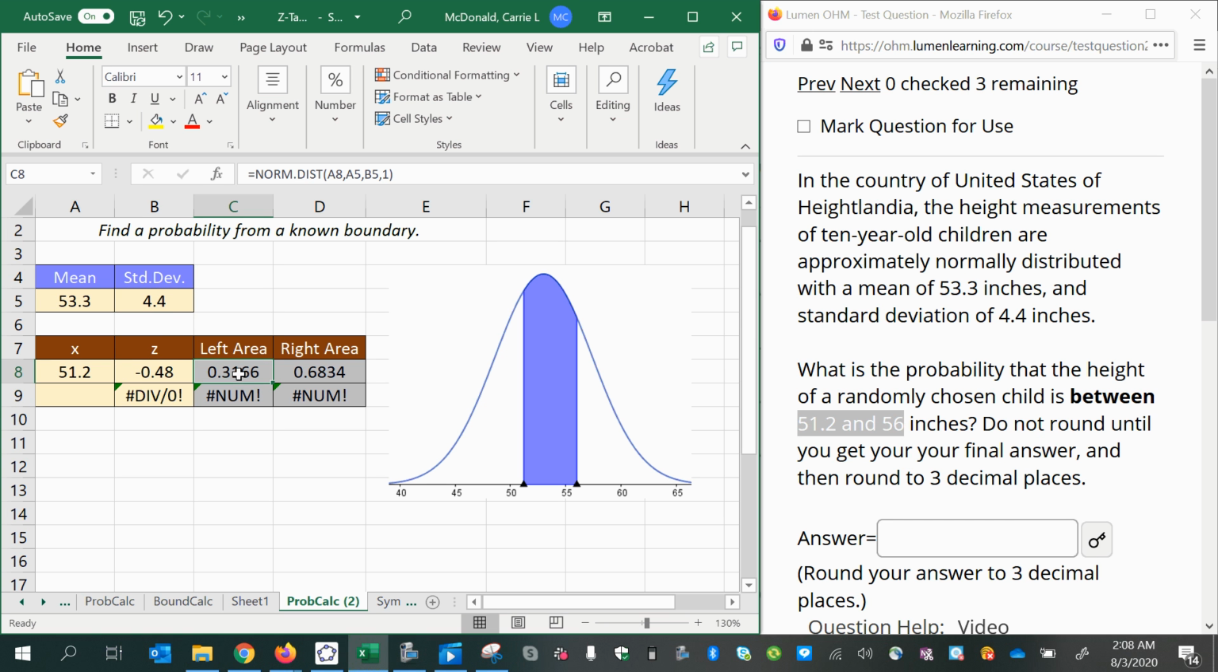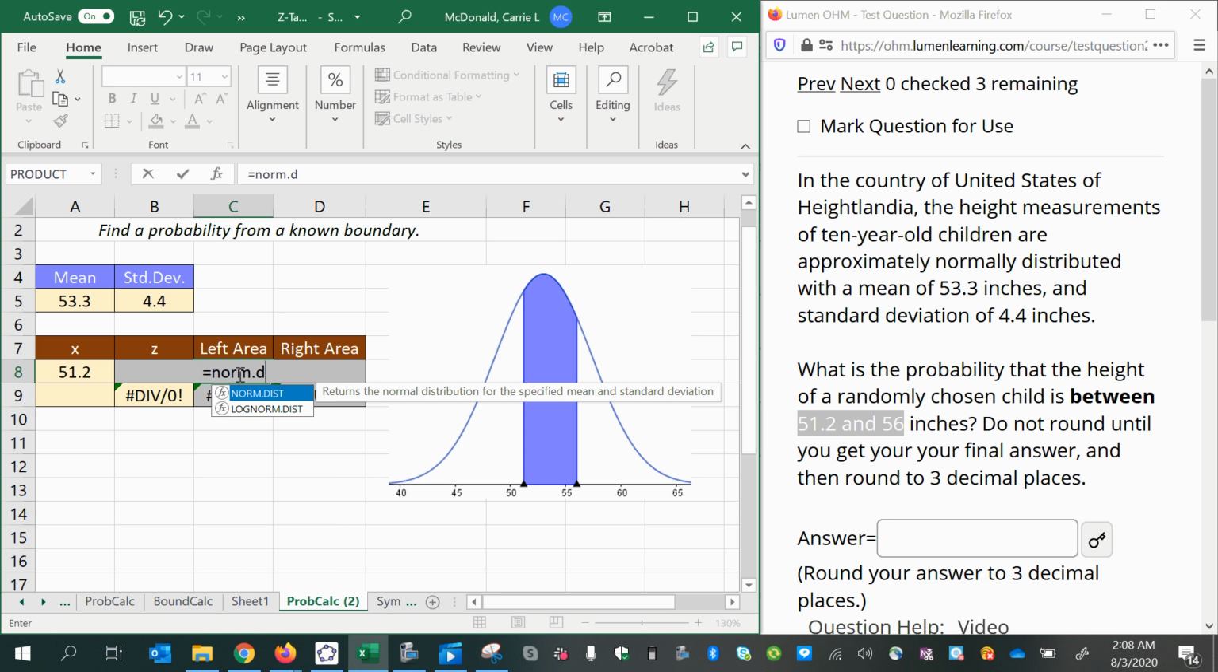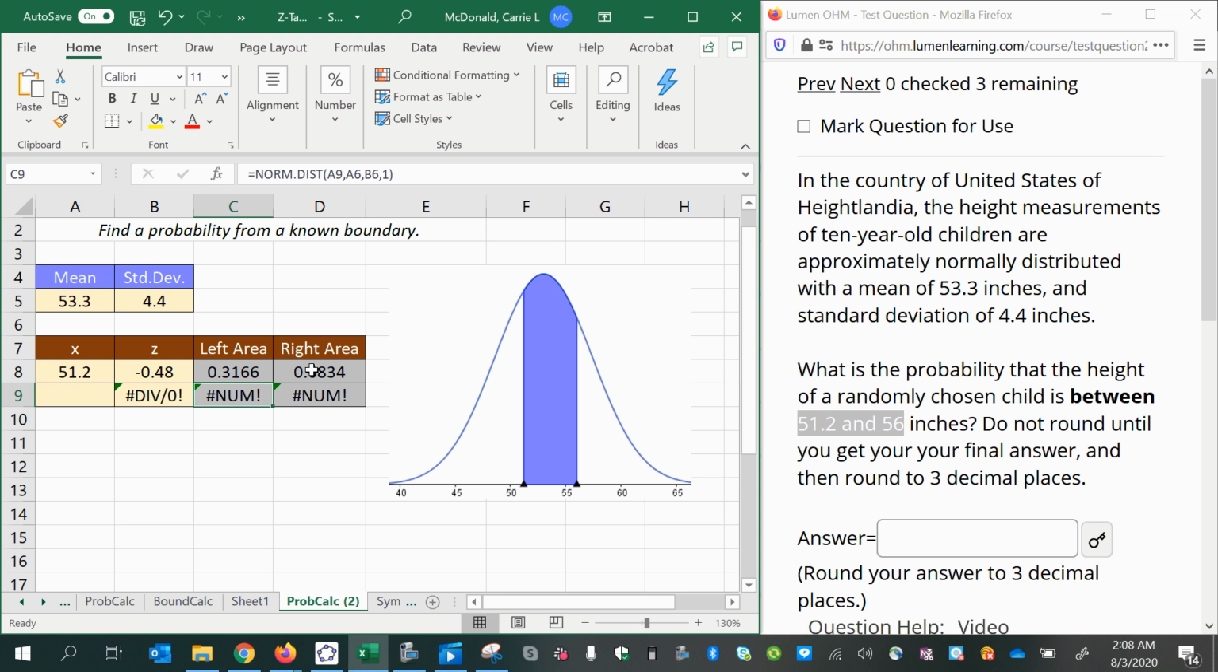And then the area will be norm.dist, the x value, comma, the mean, absolute reference, comma, standard deviation, absolute reference, and 1 for cumulative. The area to the right of that would be 1 minus the left area. So we'll go ahead and copy these formulas down and enter the other value, which is 56 inches.